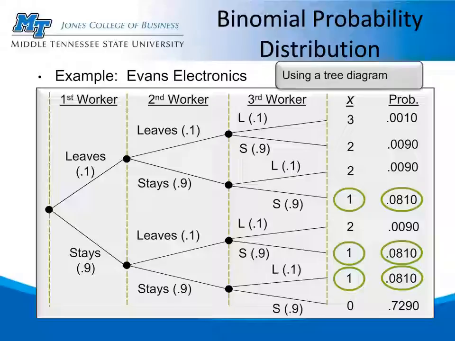So the first one that's circled, the first employee leaves and the second one stays and the third one stays. The second one that's circled is the first employee stays and the second one is the one that leaves and the third one stays. And the third one that's circled is a case where the first employee stays and the second employee stays and the third employee is the one that leaves. But you get the probabilities for all three of those cases and add them up and you've got the solution.